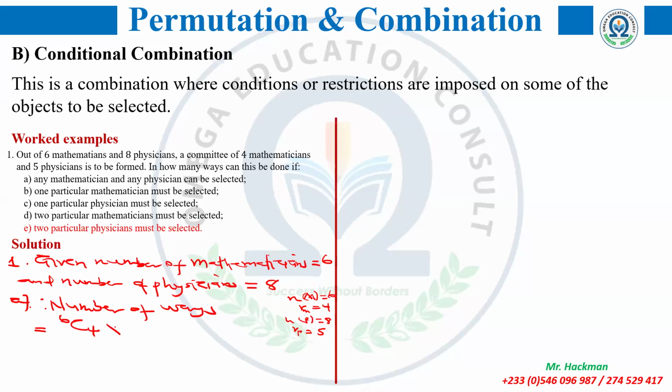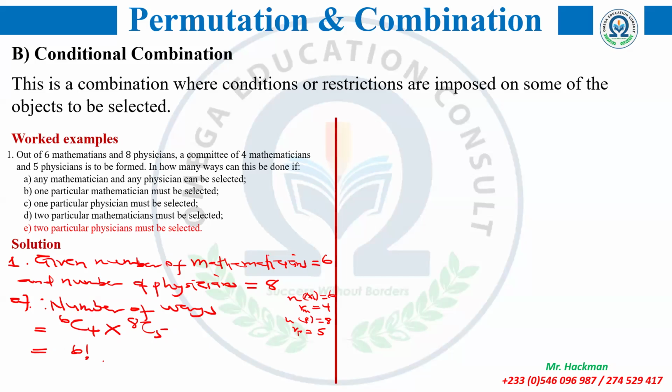Yes. And my physicians, I have how many? 8. And I need to select 5. So it will be 8 combination what? 5. So at this point, I know you know how to proceed. So this will be equal to, use the definition. Don't use your calculator to find the values here. We want to see whether you appreciate that concept.